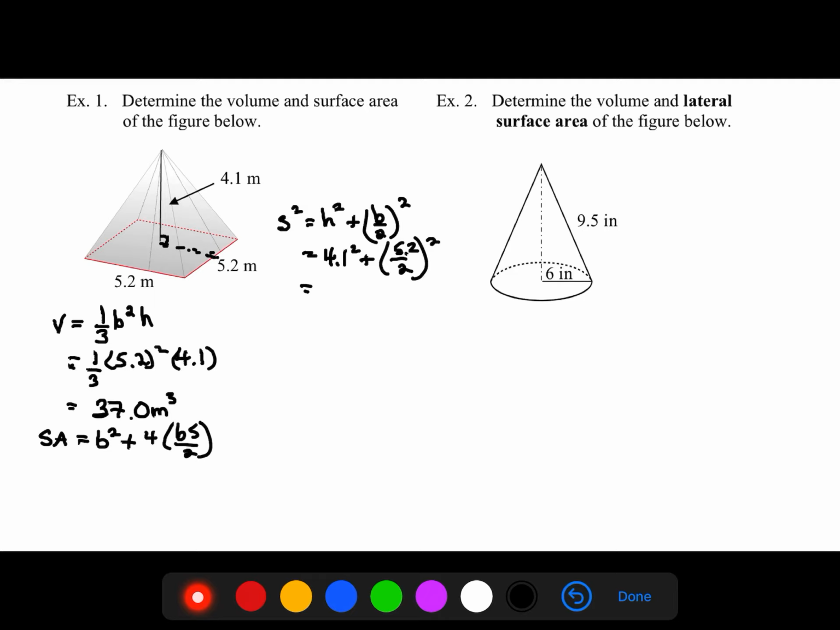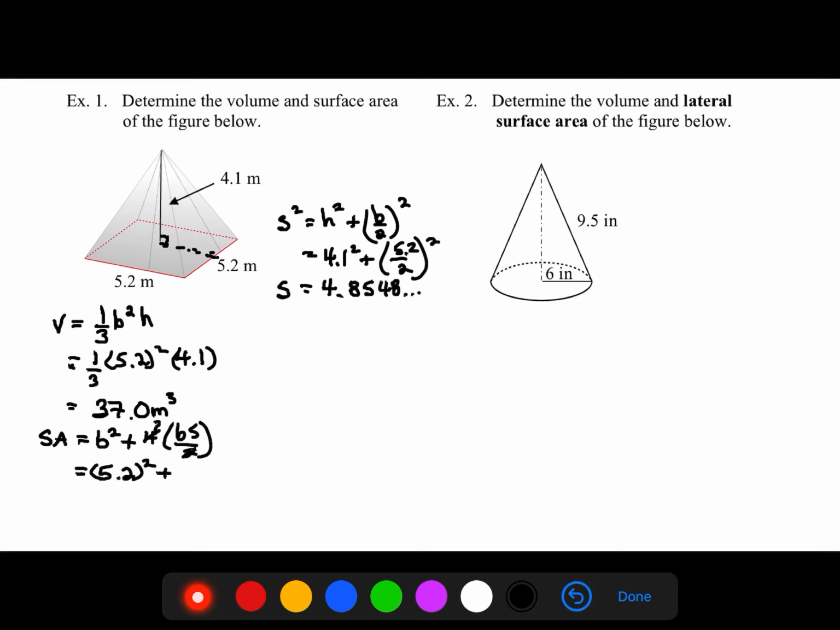We're going to keep a number of decimal places because we know that we have to use this in the next step. So 5.2 divided by 2 gives us 2.6. 2.6 squared plus 4.1 squared. And then we're going to square root that entire answer. And when we do that, we get 4.8548. And we're going to keep as many decimal places as we can.